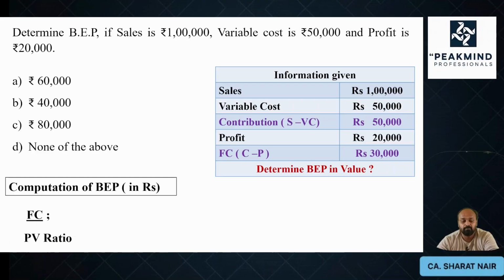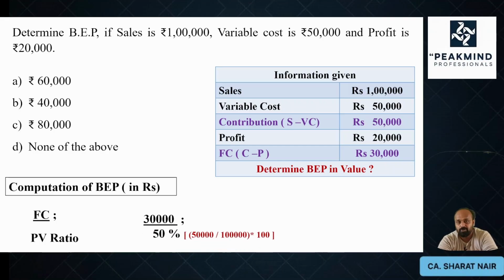Now the formula for calculating the break-even point in rupee value is fixed cost divided by PV ratio. So here fixed cost is 30,000. PV ratio we need to compute. PV ratio, one of the formulas is contribution by sales into 100. Contribution we have already computed, which is 50,000 divided by 1 lakh into 100. So I get my break-even point in value, which is 60,000. So the correct answer is option A, 60,000.